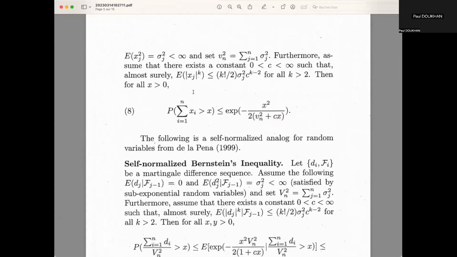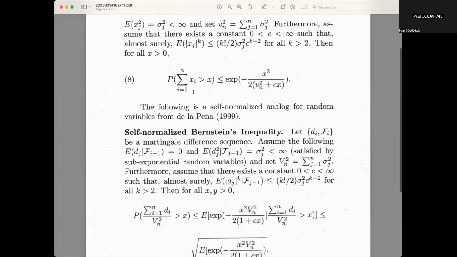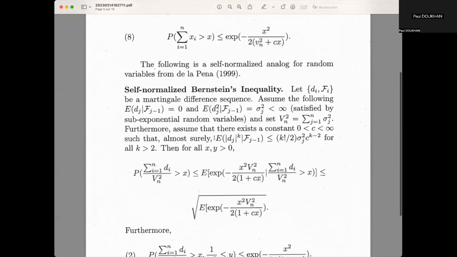Let's bring it up. So this is Bernstein's inequality, for sums of independent mean 0 variables under some conditions. This is the variance. And then in 1999, I used what I did in Henri Poincaré, in a paper in the Annals of Probability. I introduced this type of inequality.